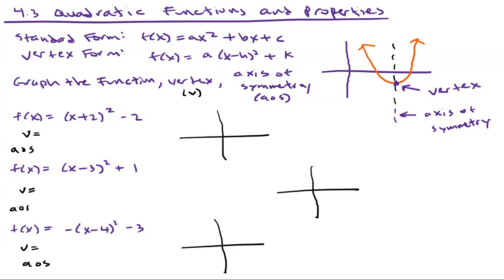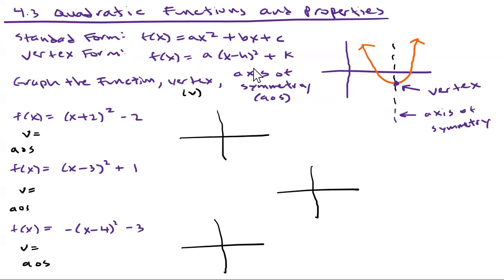Okay, so for this section, we're going to talk about quadratic functions and their properties. There's two types of equations we're going to be exploring. One you're familiar with, which is the standard form, f of x is equal to ax squared plus bx plus c. And then you have the vertex form, f of x is equal to a times (x minus h) squared plus k. We need to learn how to use both of these equations, and go back and forth and learn how to write one in terms of the other and vice versa.